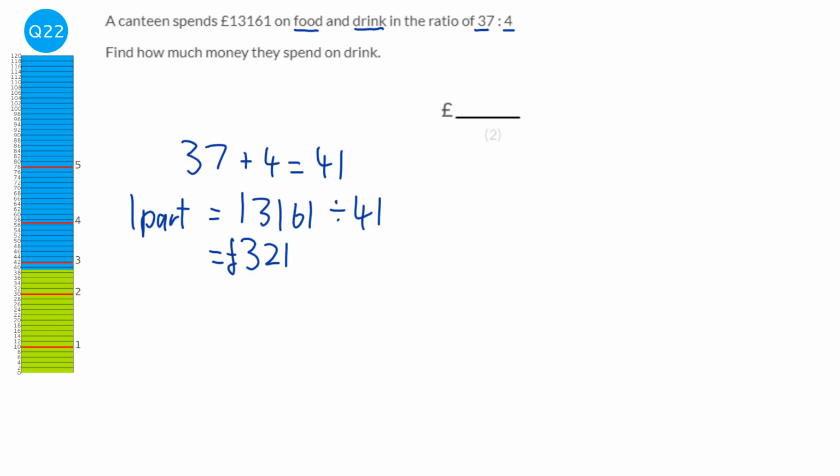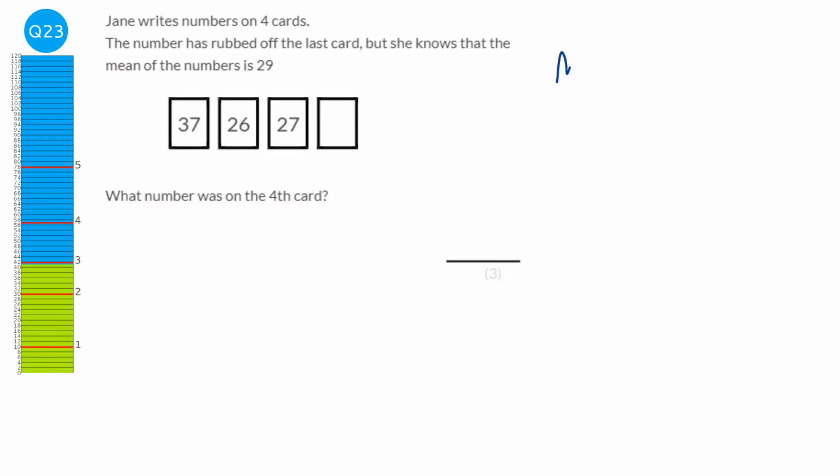Now, if we look at how many piles drink had, well, they had 4 piles. So we're going to just work out 4 lots of the 321, which is going to be 1,284. So they spent £1,284 on drink.